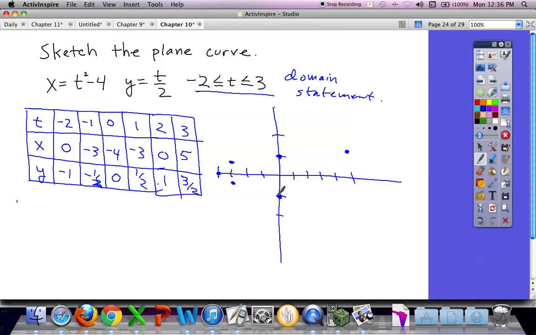So connect all of those with a continuous, smooth line, and that's the plane curve, except it's missing one thing. What's it missing? It needs an arrow, right? As we let t increase, the curve was traced like this. So that's the graph of a plane curve.